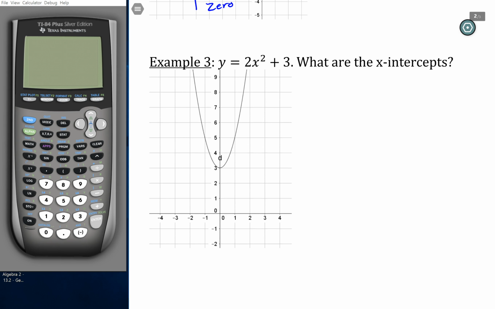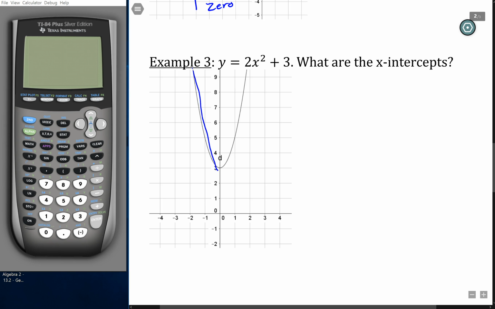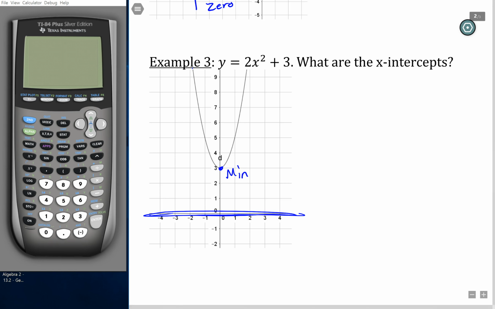Here's another example though. Take a look at this. What are the x-intercepts here? Well, look what happens with this parabola. It goes down. Its minimum point is right here at 3. That's actually the y-intercept. But then it goes back up. Does it ever touch the x-axis? Well, no, because its minimum point is 3. It never goes any lower than 3, so it never even gets to the x-axis. So there are no x-intercepts. There are none. And that's a possibility too. If you look, you can't factor this. It's not factorable.